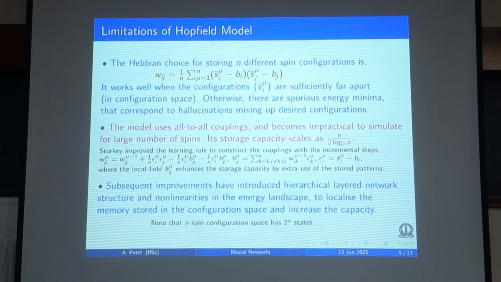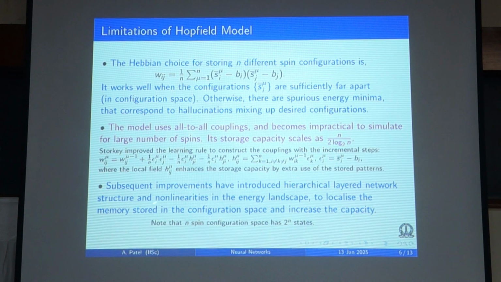Afterwards, the subject has actually moved much more. People have constructed better networks by introducing essentially non-linearities in the energy landscape. Remember, everything over here was done using quadratic functions, and the minima were defined by calculating essentially gradient, which were linear functions. So by making this whole landscape non-linear, and you can even include multiple layers of these networks, it's a hierarchical structure, and that actually helped to localize the memory stored in the configuration space and increase the capacity.